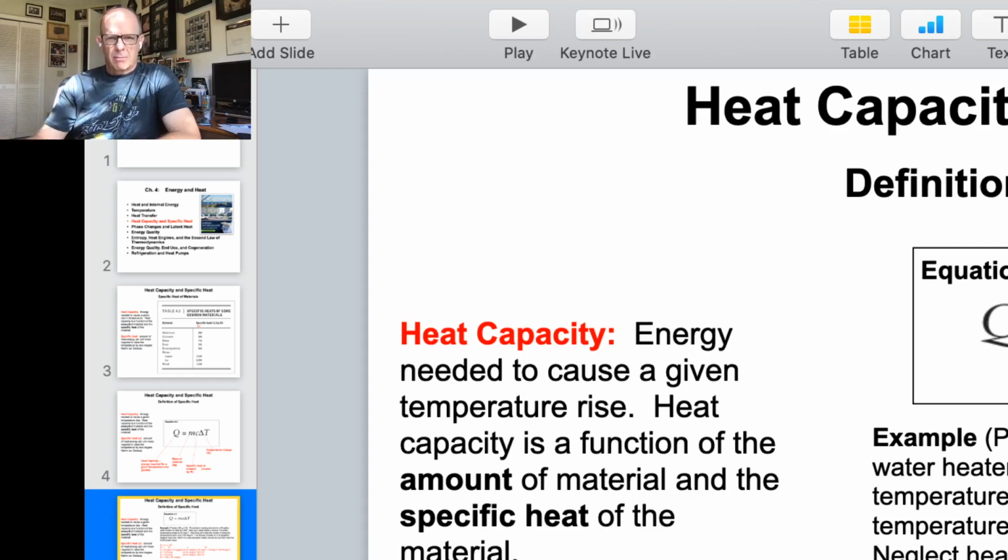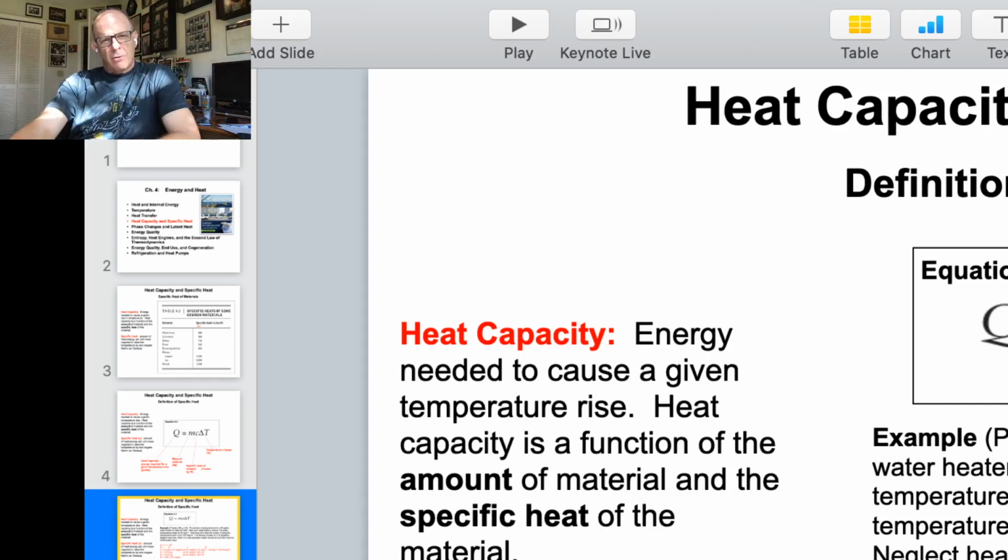So that's the description of the situation. We know we have 40 gallons of water. I have to convert that to kilograms. So I look up and I find that 3.79 kilograms is the mass of a gallon of water. So I can convert my 40 gallons to kilograms, and I get 151.6 kilograms.